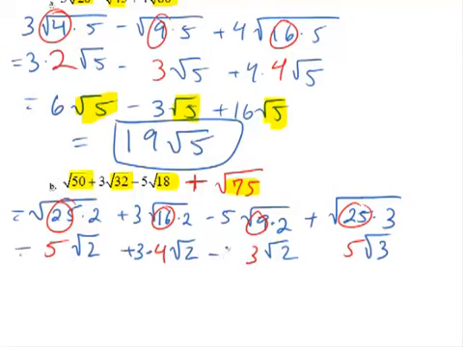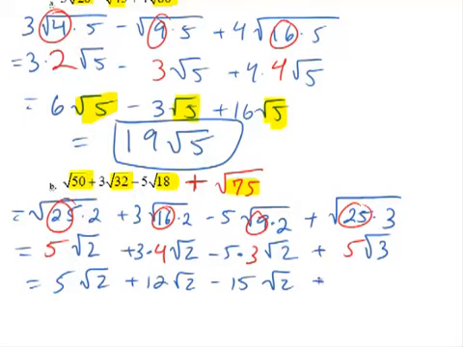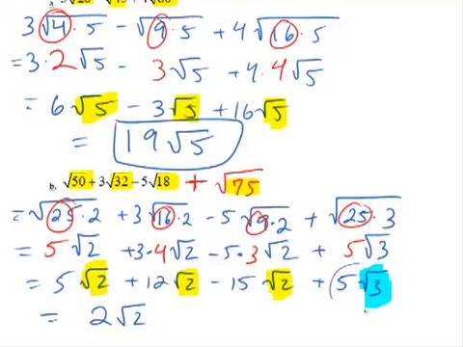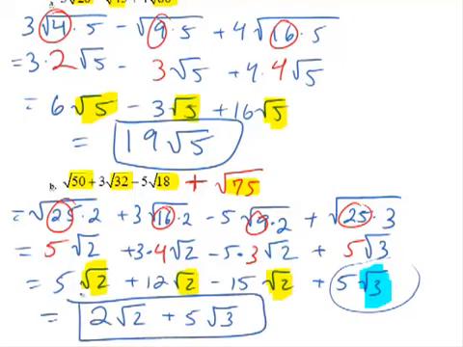And don't forget your leading coefficients in here. So we end up getting 5 root 2 plus 12 root 2 minus 15 root 2 plus 5 root 3. When this happens, you have similar things in your radicals for the first three, but notice your last one is different. That's okay. You simply combine the ones that are alike. So 5 plus 12 is 17, minus 15 is 2 root 2. This is a different radical, but we'll just leave it at the end. And there's your final answer.